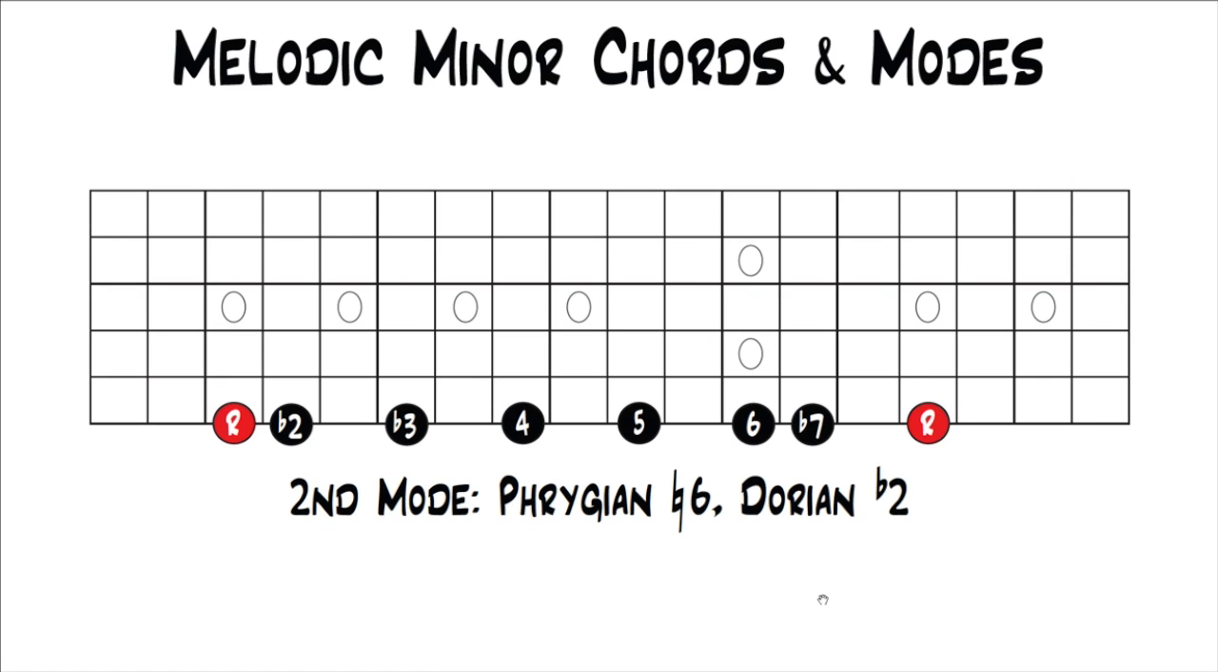Melodic minor, you're going to hear a lot of different names for the modes, and that can be really confusing and annoying, but that's just how it is. And I'll give you some of the most common ones. So, like I said, the second mode can either be called Phrygian natural 6 or Dorian flat 2.